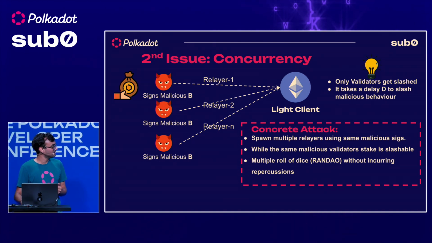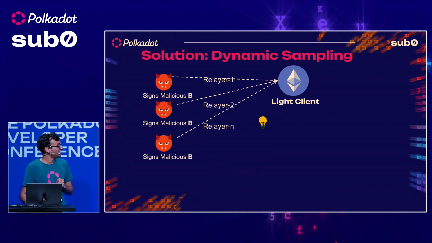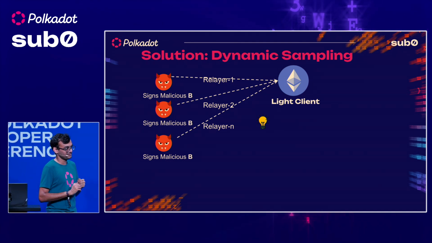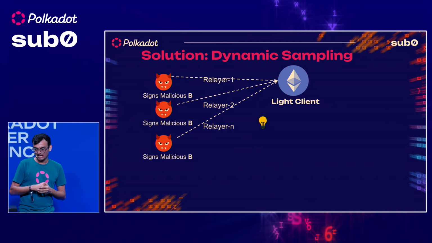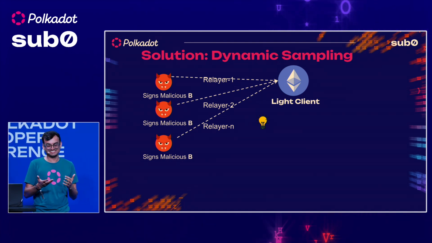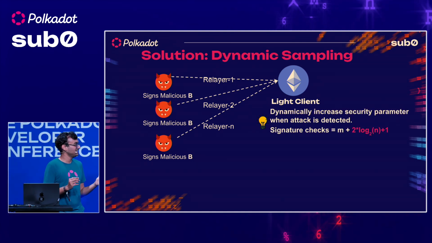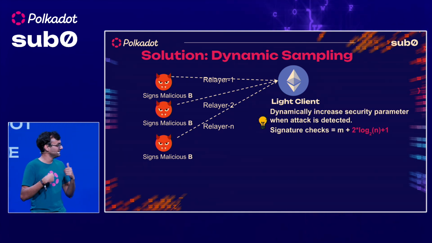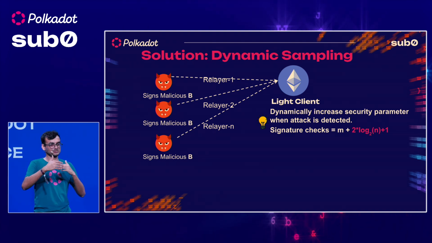So we have to find a way to work around this, right? And the solution that we came up with is called dynamic sampling. The idea here is that we make the smart contract even smarter in some way, right? You dynamically increase the security parameter when you know that an attack is going to take place.